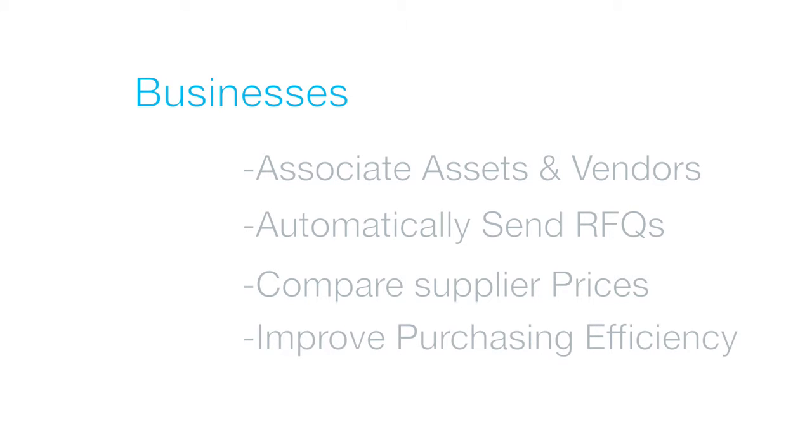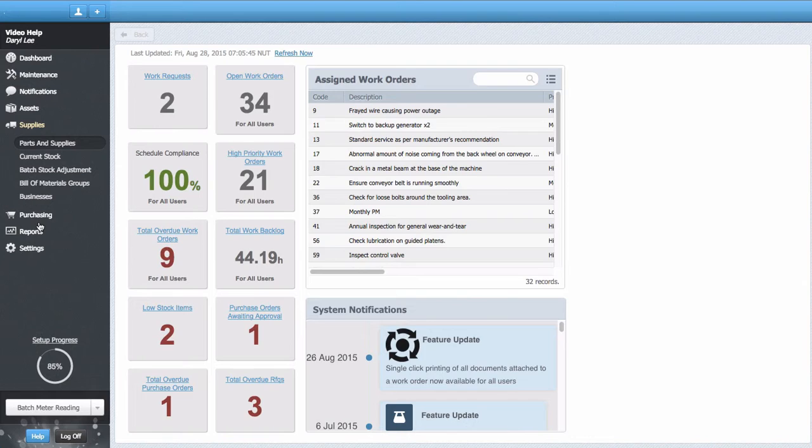This video will cover adding business information and how it's used in the CMMS. Business information is important to add to your CMMS so that you can associate assets with a vendor. This will allow you to automatically send RFQs for low stock items, compare supplier prices, and make purchases in the purchasing module. Let's start by adding a new business.